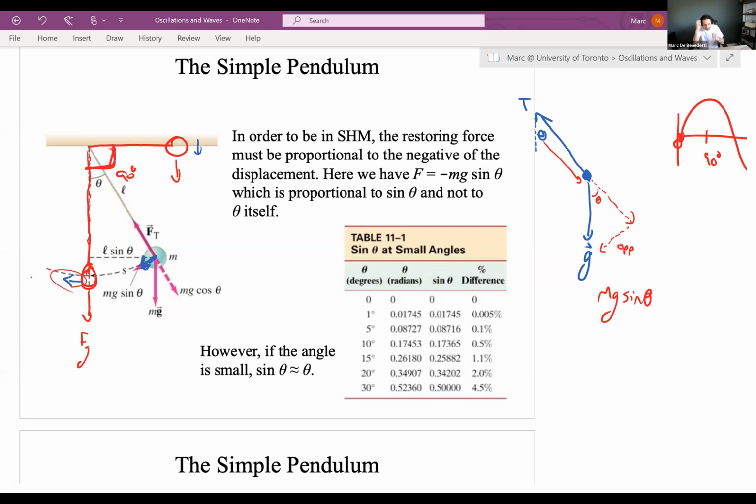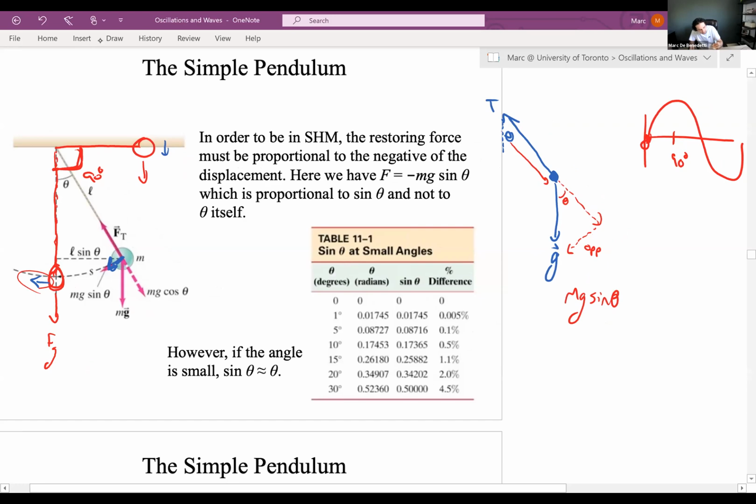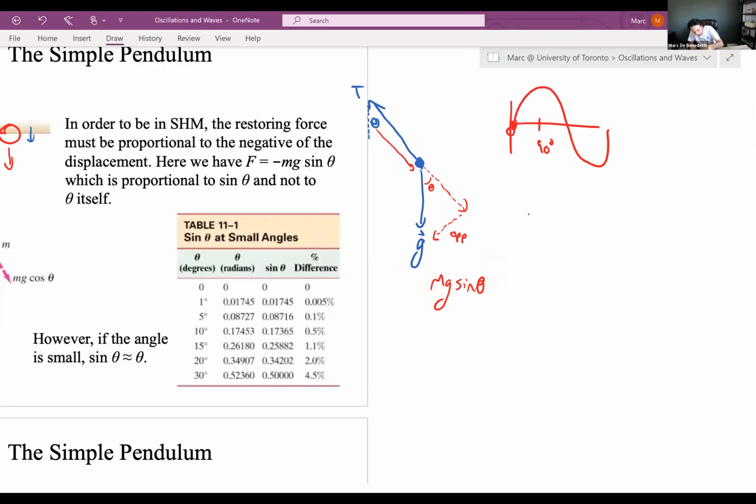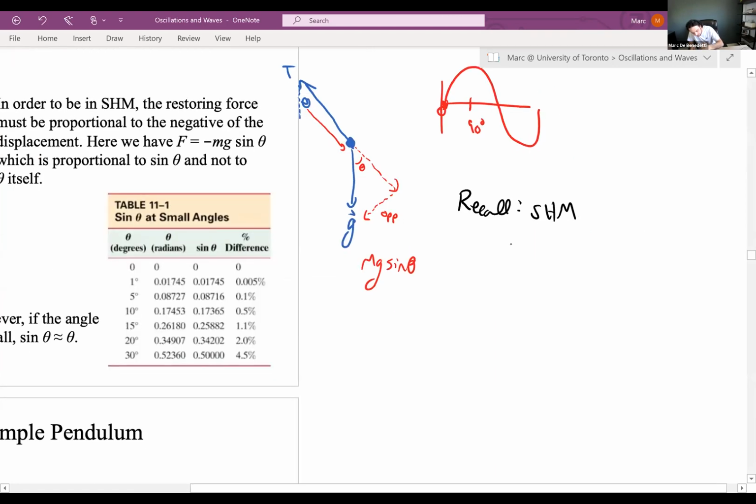But at the equilibrium position, at theta equals 0, there is no force pushing it forward. Now, we said the definition of simple harmonic motion, let me actually write this down for you because it's going to be important. Recall that simple harmonic motion, the restoring force is proportional to the displacement.